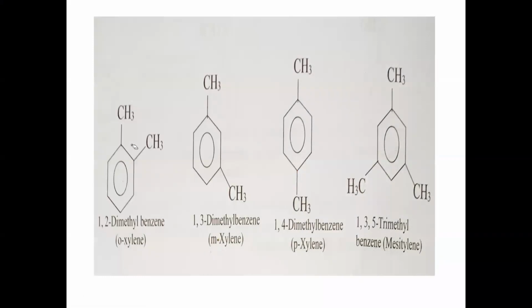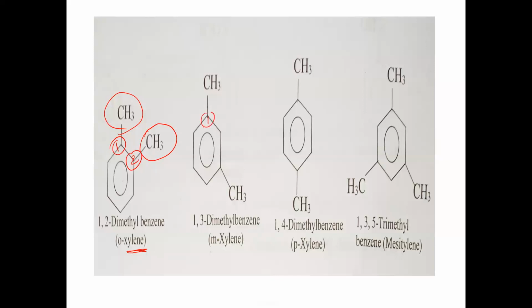Next, we already discussed that when two CH3 groups, two methyl groups, are present in the benzene ring, it is called xylene. Here we start number one at this carbon, and this one will be number two. The second position is called the ortho position. So the second methyl group is at the ortho position, and it is called orthoxylene. First carbon has one methyl, second carbon has one methyl, so 1,2-dimethyl benzene is nothing but orthoxylene.